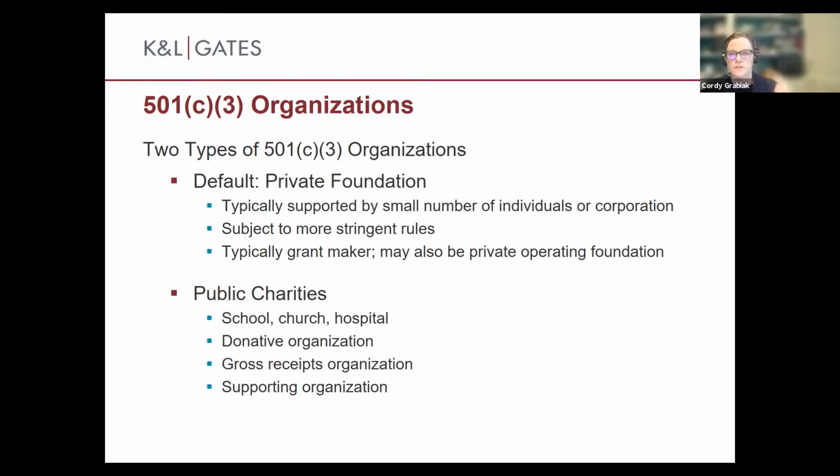So if you think back to the chart that was a couple slides ago with the different types of (c)(3) organizations, I just want to talk very quickly about the two broad categories. 501(c)(3) organizations are divided into two broad categories: private foundation and public charity. Private foundation is the default classification. Unless you can show that you're a public charity, you will be placed in that category. Private foundations are typically supported by a very small number of individuals or corporate donors. They are also subject to much more stringent rules than public charities are. They have to distribute a certain percentage of their income every year. They're restricted in the types of investments they can make, the types of transactions they can enter into with their insiders. So these are typically your grant-making foundations.